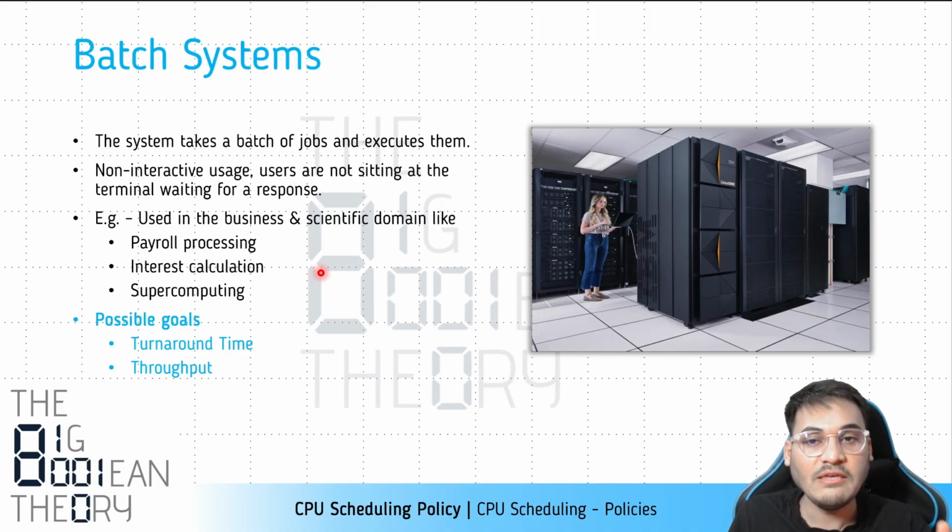So as I said, the key feature of a batch system is that the usage is non-interactive. You submit a bunch of jobs, and then you can go and do some other work. In the meanwhile, the batch processing system will process or execute these jobs, and then when the results are ready, you can come and collect the results. So this is what used to happen in early days of computing.